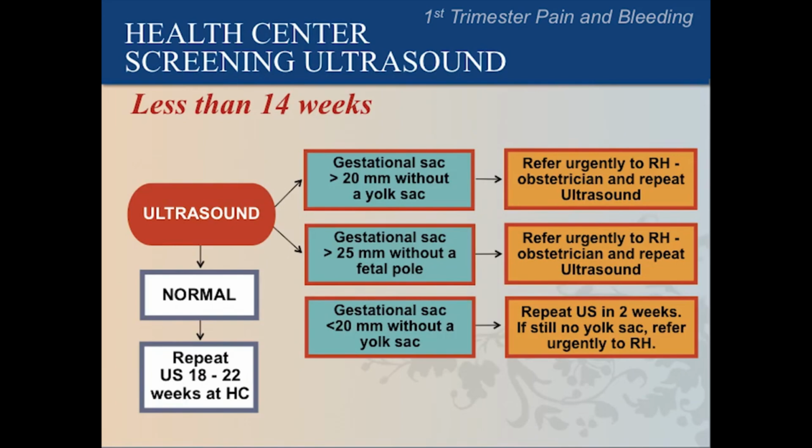Remember these guidelines. Refer urgently to the referral hospital if the mean sac diameter is greater than 20 millimeters without a yolk sac, or if the mean sac diameter is greater than 25 millimeters without a fetal pole. This indicates an abnormal pregnancy and could be an ectopic pregnancy. If you see a gestational sac less than 20 millimeters without a yolk sac, rescan at your health center in 2 weeks. If a yolk sac is still not seen, refer urgently to the referral hospital.